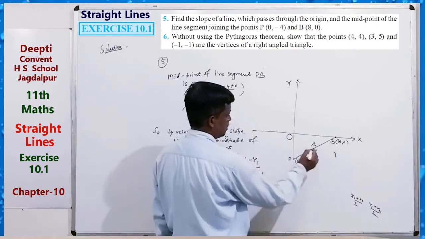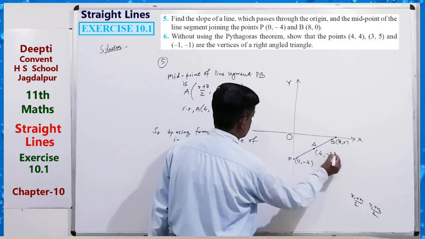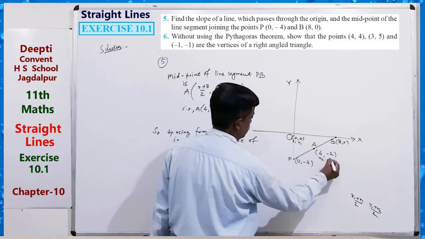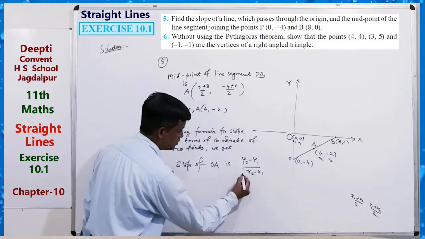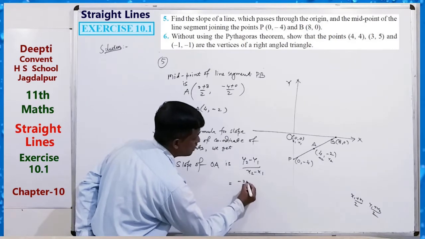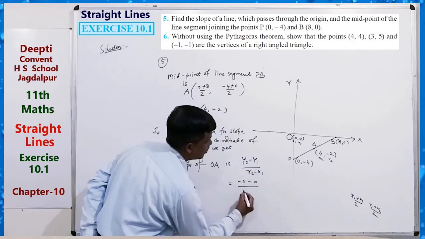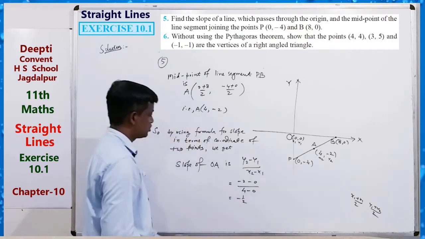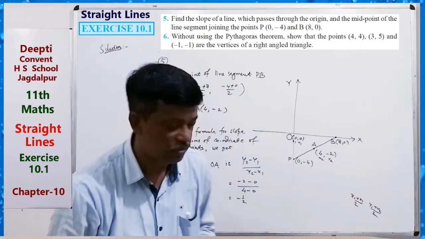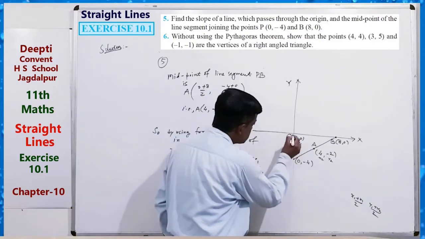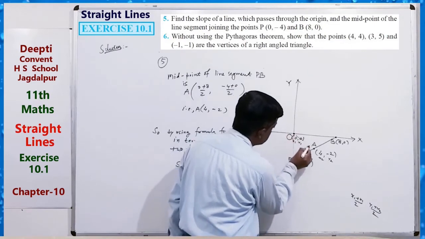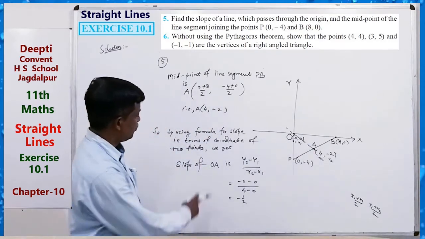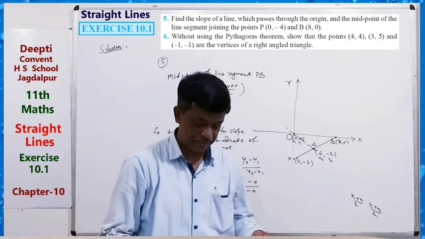The point A is (4, minus 2), and O is (0, 0). This is x1, y1, and this is x2, y2. So that is y2, minus 2, minus y1, 0, upon x2, 4, minus 0, equals minus 1 by 2. So the slope of this line segment OA is minus half.